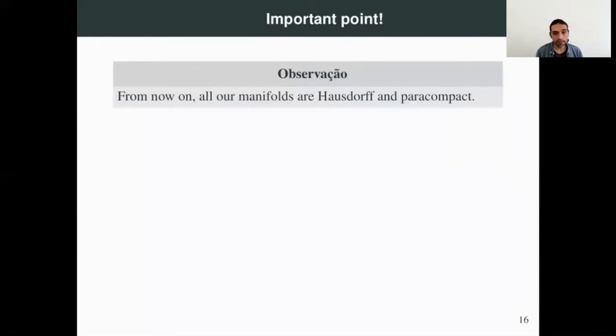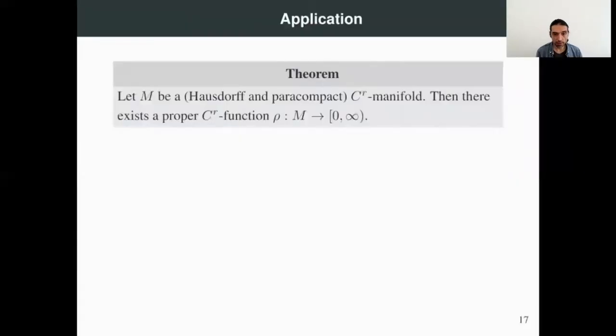An important point is that from now on, all our manifolds are going to be Hausdorff and paracompact. Indeed, they are going to be Hausdorff and second countable, because we need Sard's theorem and we need partitions of unity. An application of the partitions of unity theorem is the next result. Consider a Hausdorff and paracompact C^r manifold. Then there exists a proper C^r function rho from M to the non-negative real numbers.